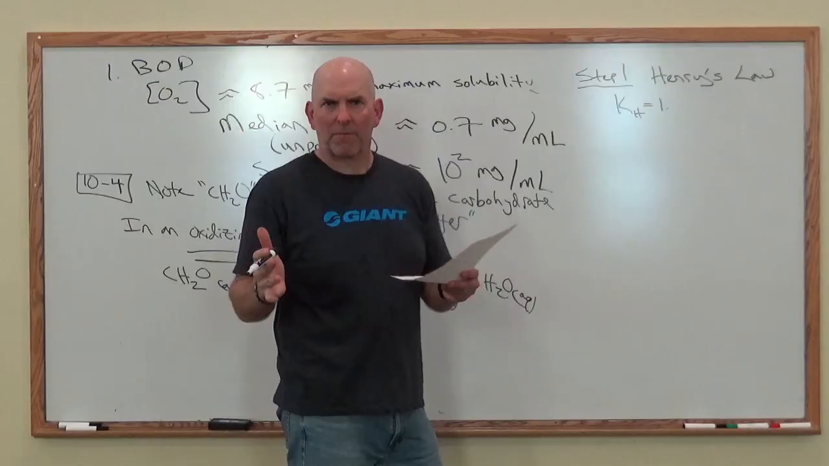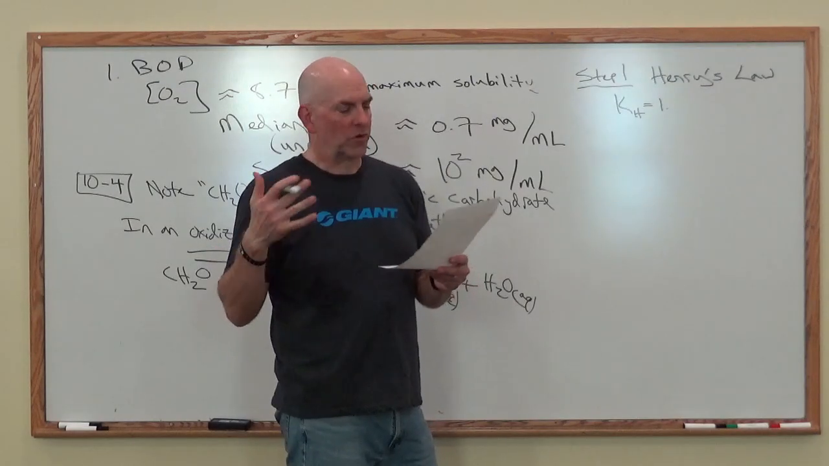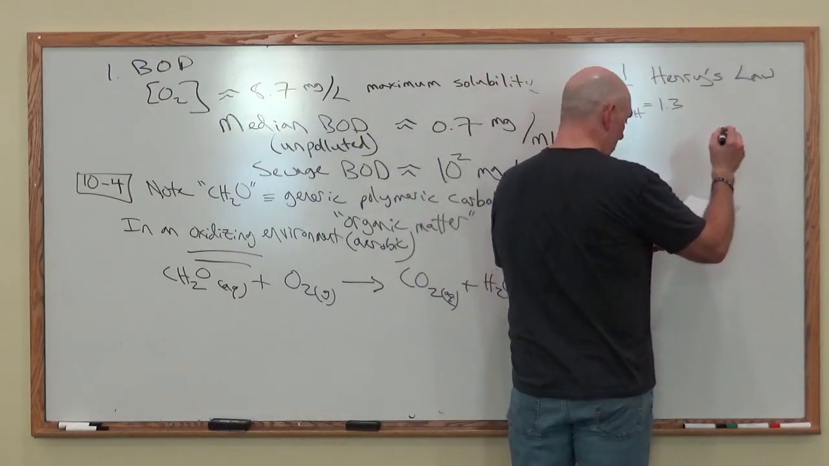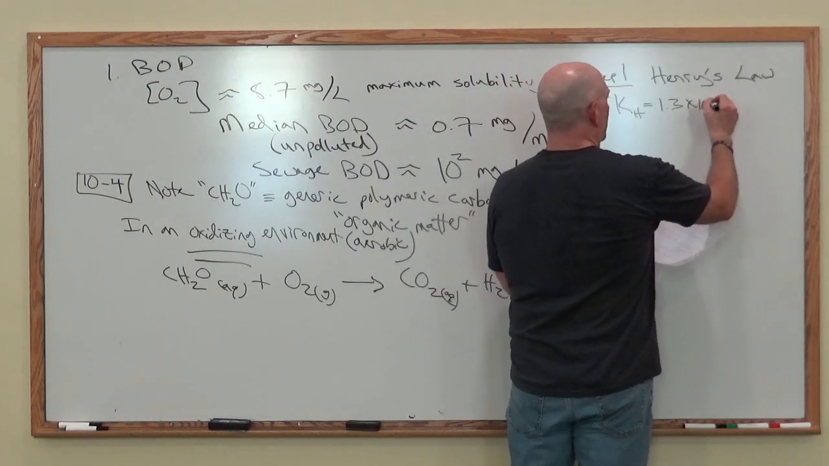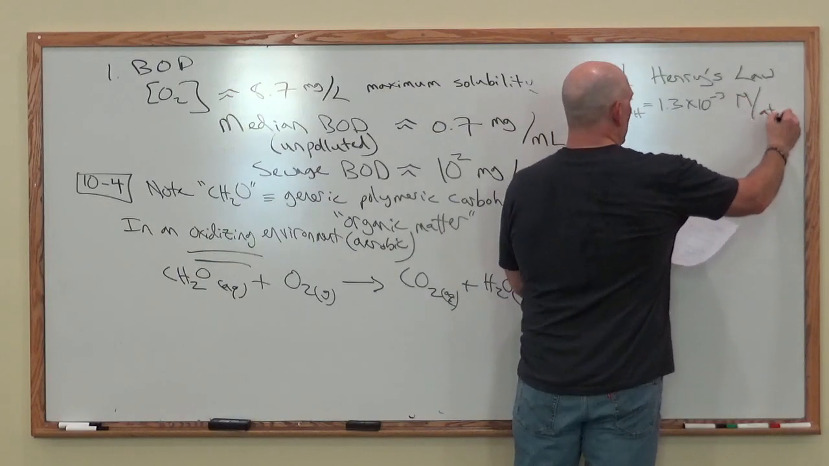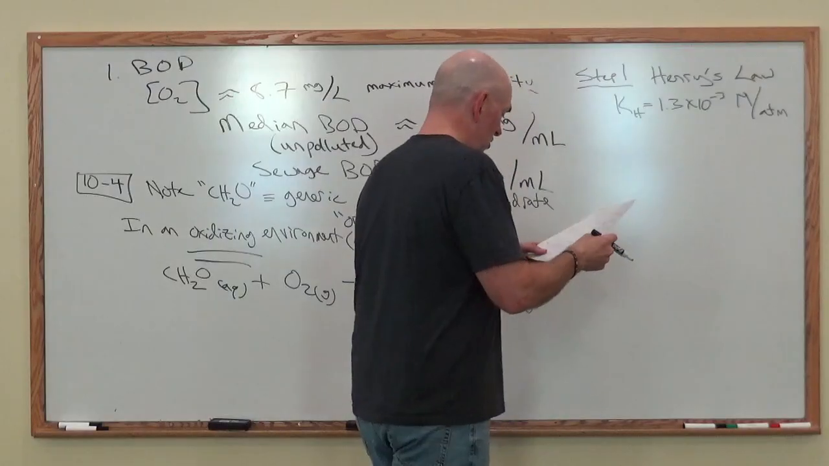There might be some homework problems, or I might put it on an exam where you use a different Henry's law constant. So we're not just doing the same temperature all the time, but we're just making a point here. So 1.3 times 10 to the minus third molarity per atmosphere. Go back and review that if you need to.